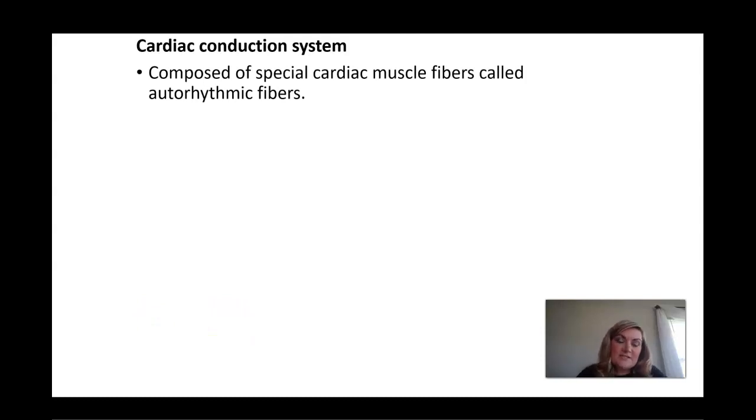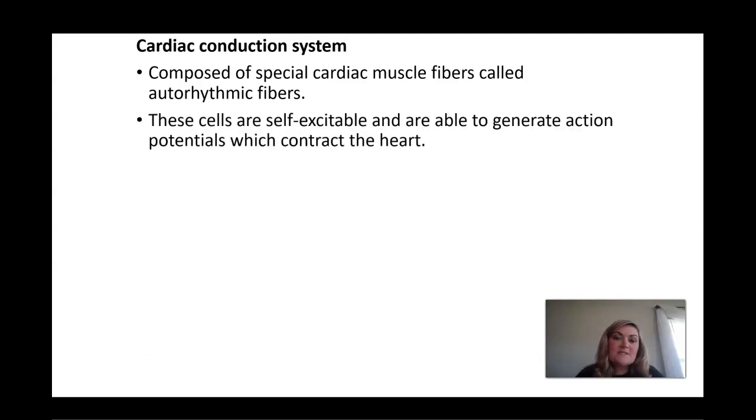The cardiac conduction system is going to be composed of special cardiac muscle fiber cells that are called autorhythmic fibers. So these cells are going to be self-excitable and they're able to generate action potentials which contract that heart. And so they're going to be able to cause their own contractions, cause their own excitability and action potentials or nerve impulses that are coming through. They don't have to be controlled from the central nervous system.